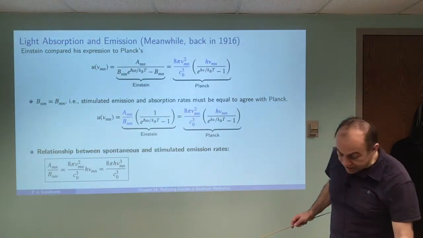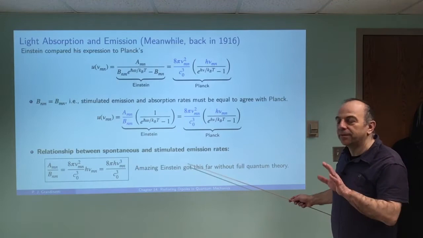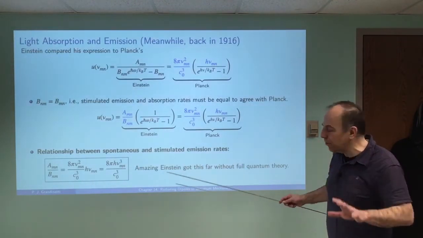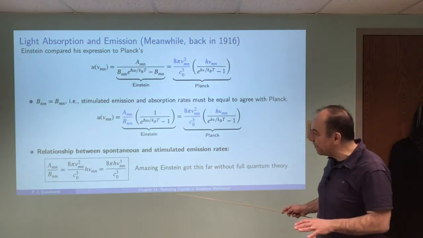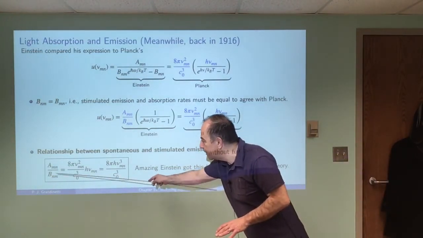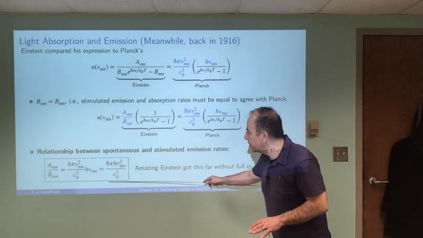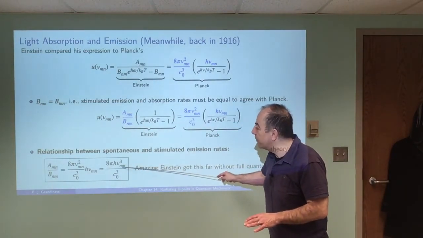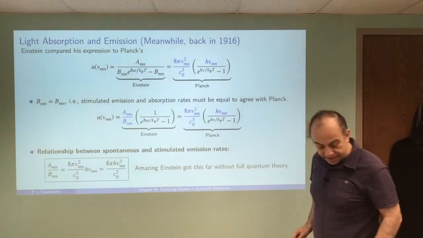And Einstein worked all this out without even knowing about the quantum theory of Schrodinger, like the wave equation, or quantum electrodynamics or anything like that. He worked out the ratio of the rate of spontaneous emission to stimulated emission, given by this expression here, where it's proportional to the frequency to the third power with the rest of these constants here.